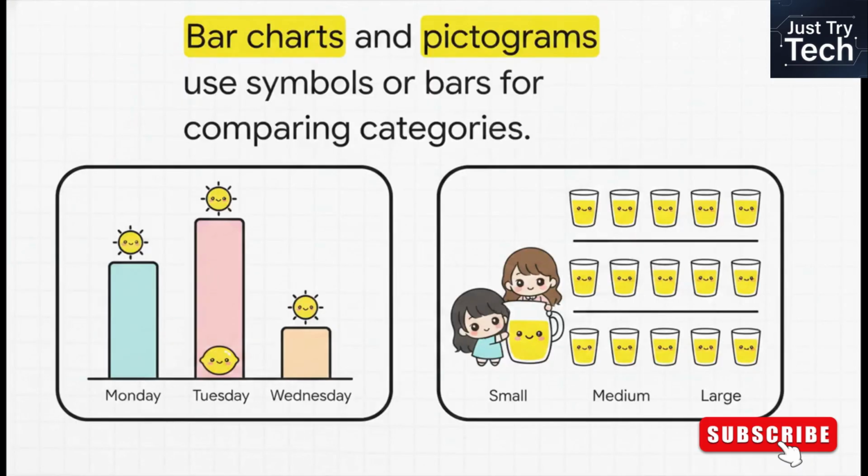Besides tables, we can also use highly visual charts, such as bar charts and pictograms. These use rectangular bars or simple symbols to represent our data. They are extremely helpful when you want to quickly compare different categories. For instance, if 2 students, Ayana and Sanana, opened a lemonade stand, a colorful bar chart would quickly show us exactly which day they sold the most glasses.